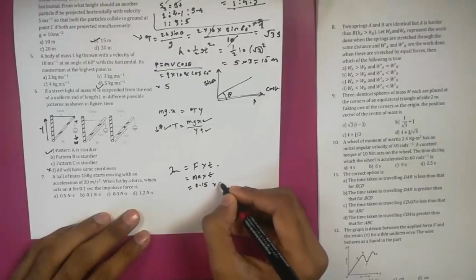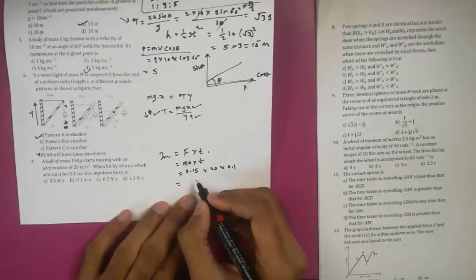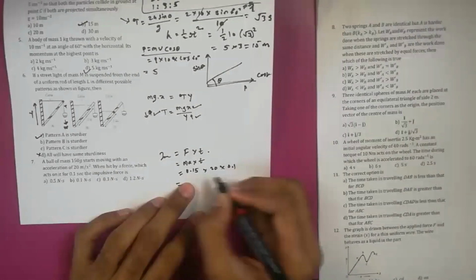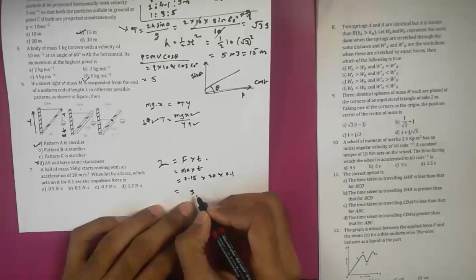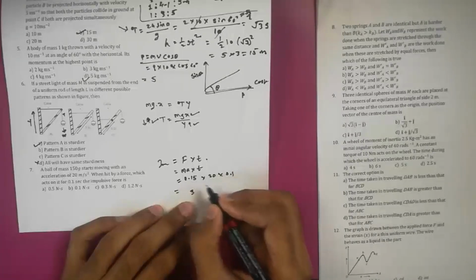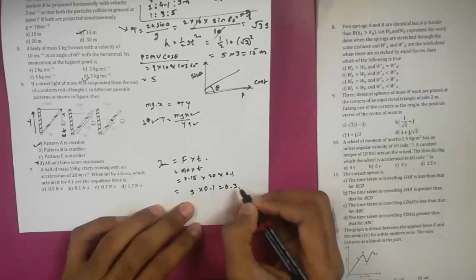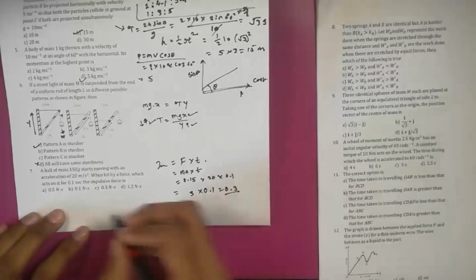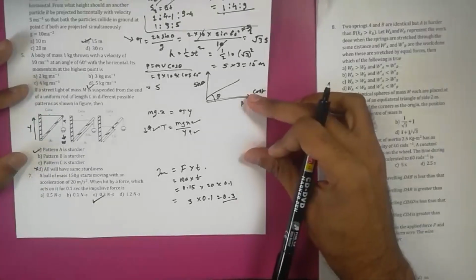Multiply directly, so 20 into 0.15 will give you 3, into 0.1, which gives you 0.3. So 0.3 newton second. I hope you get it. Directly multiply quickly. Right. Let's move on to the next question.